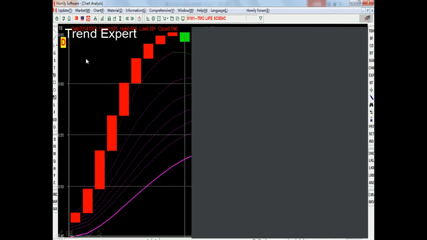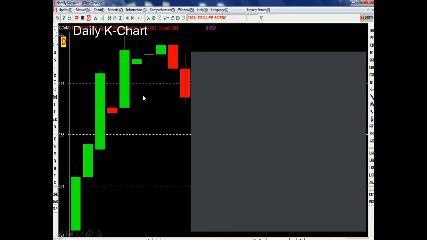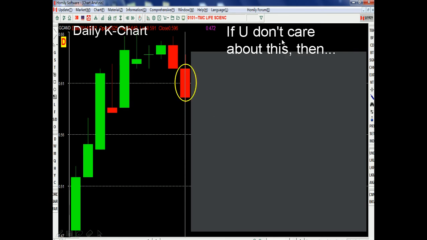So here I change it to trend expert. Actually this day it is the green dog candlestick, which means the short term is a risk, right? So for the short term we should consider selling. Here the trend expert reminds you to be aware of short-term risk and consider selling. So if you have the indicator, it means you should sell. So I changed to the normal candlestick. If you don't care about this, then you can see the result.